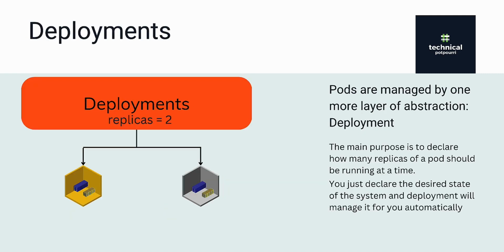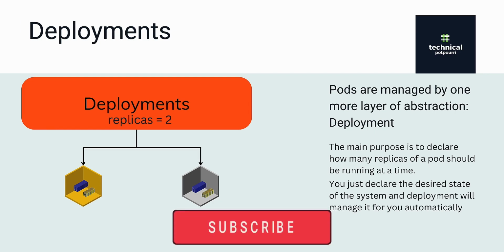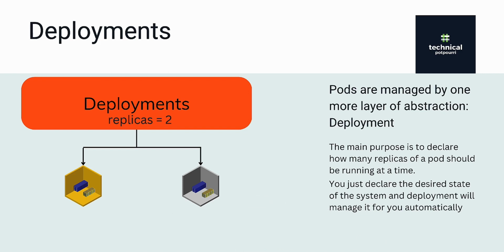Let's talk about deployments now. Pods are managed by one more layer of abstraction, which is called a deployment. The main purpose is to declare how many replicas of a pod should be running at a time. When a deployment is added to the cluster, it will automatically spin up the requested number of pods and then monitor them. So if a pod dies, the deployment will automatically recreate it. Using a deployment, you don't have to deal with pods manually. You just declare the desired state of the system and the deployment will manage it for you automatically.